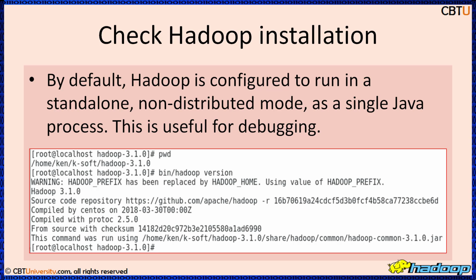By default, Hadoop is configured to run in a standalone, non-distributed mode as a single Java process. This is useful for debugging. Check if Hadoop is properly installed by typing bin/hadoop version from the root directory of Hadoop. If Java home is not configured, it doesn't show the version.